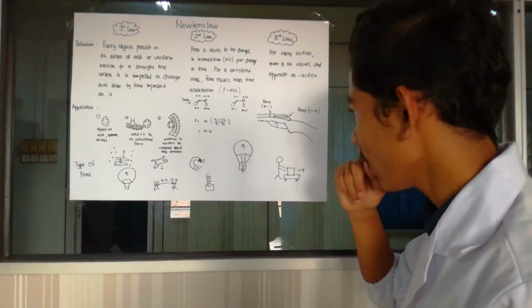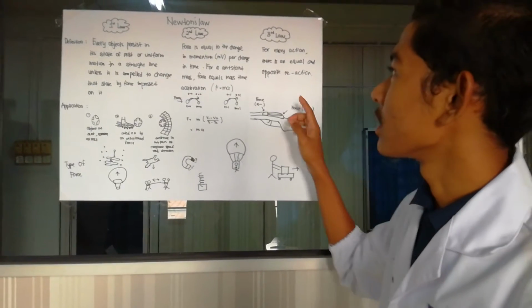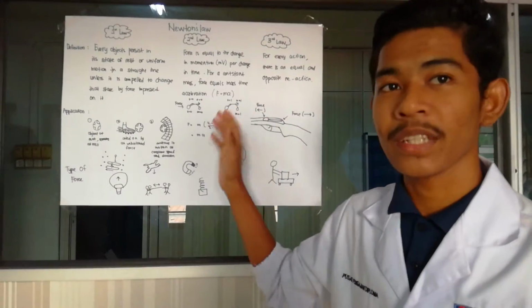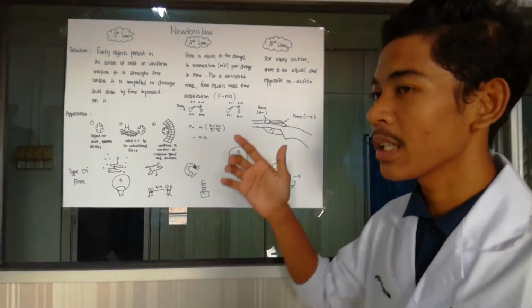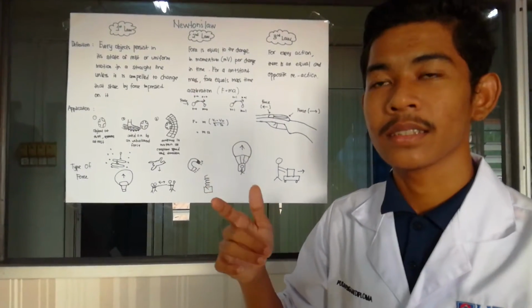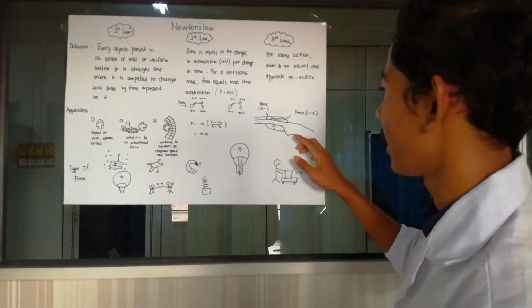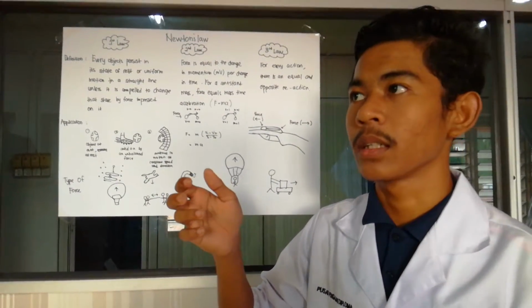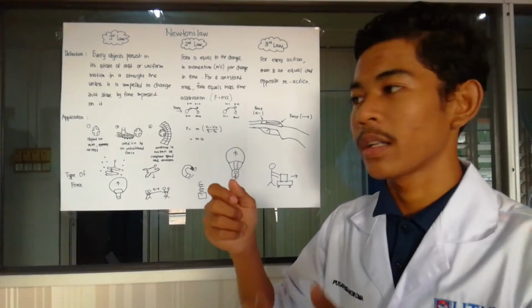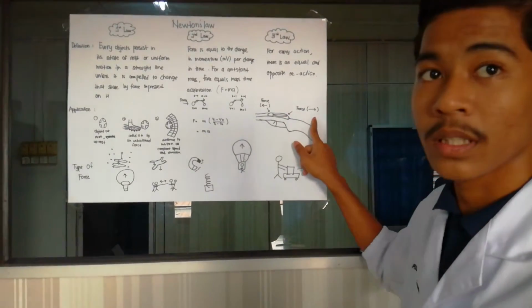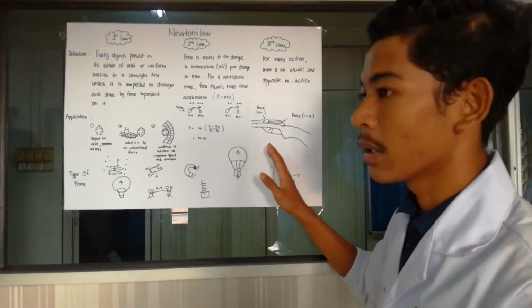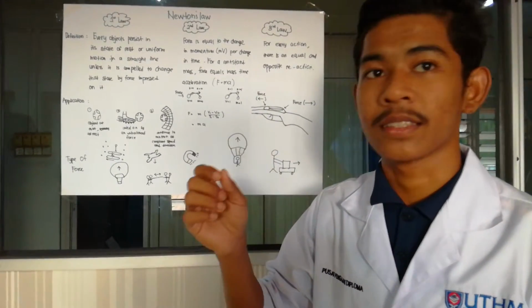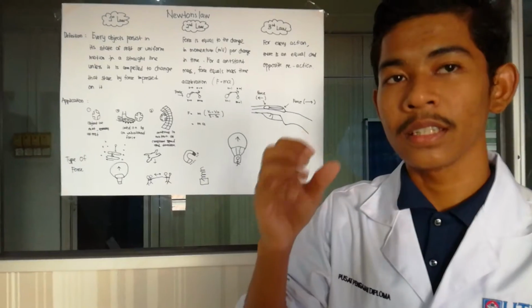The next is the third law. For every action there is an equal and opposite reaction. The application is when we shoot a gun. The bullet will move forward, but there is a reaction force that moves backwards. It differs only in the negative sign, but the force remains equal.